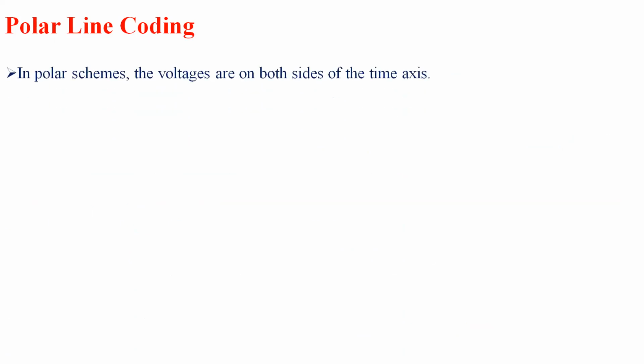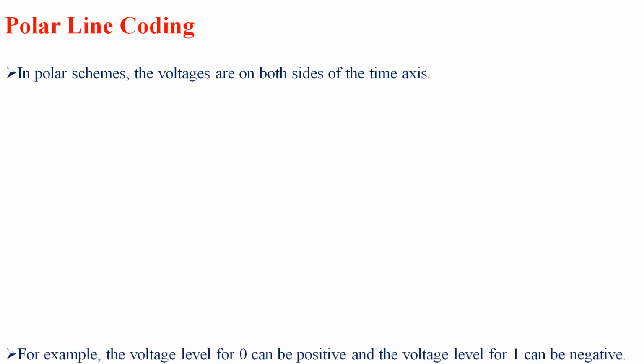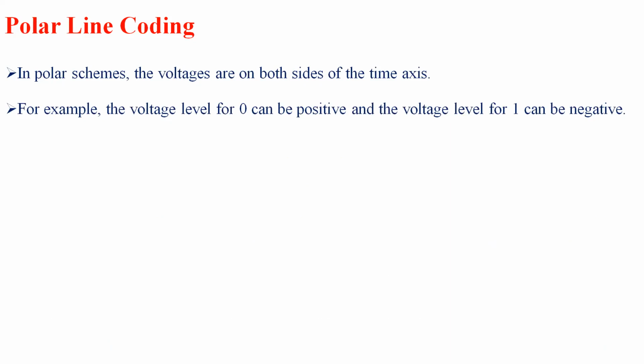The second is the polar scheme. In this polar line coding scheme, the voltages are on both sides of the time axis. So it is above the time axis, and sometimes it is below the time axis. For example, take voltage level 0, it can be positive, and voltage level 1 can be negative.